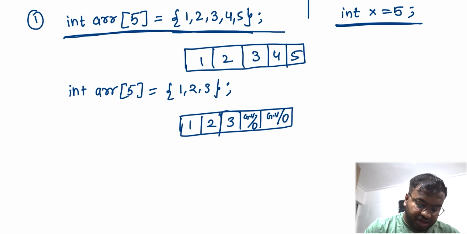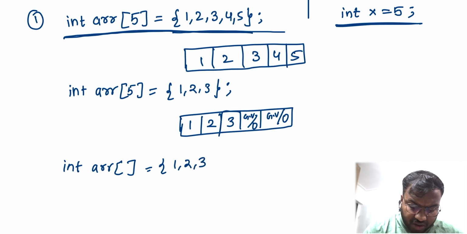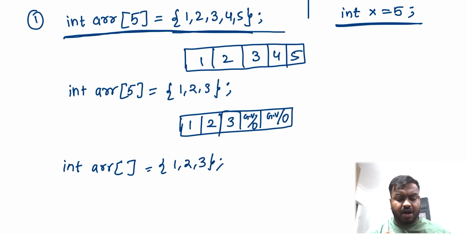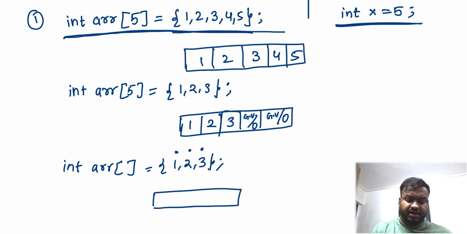One more way to initialize the array is that you do not specify the size, and you directly assign the elements. So whatever the count of elements, that much size of array will be declared. For example, in this case, 1, 2, 3 elements are there, so an array of 3 elements will be declared. So this is how you can initialize arrays. I hope this is clear to everyone.